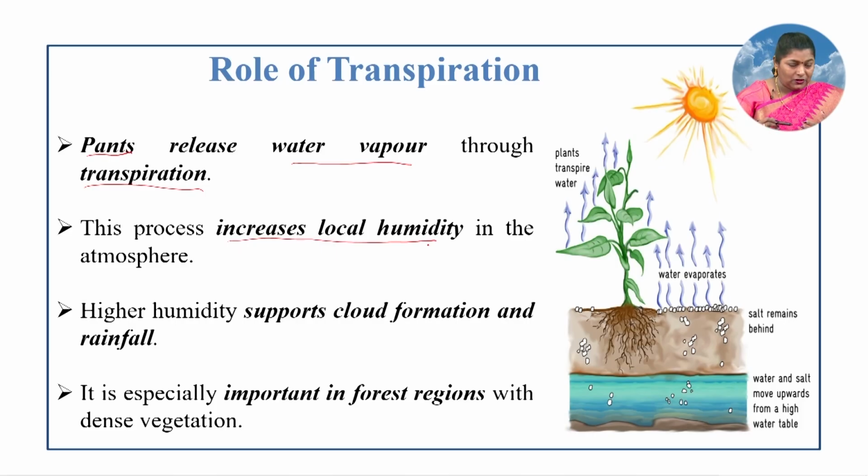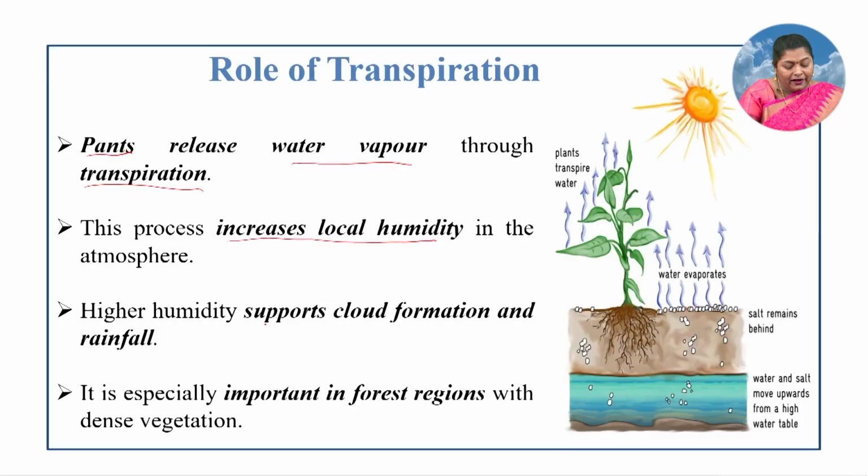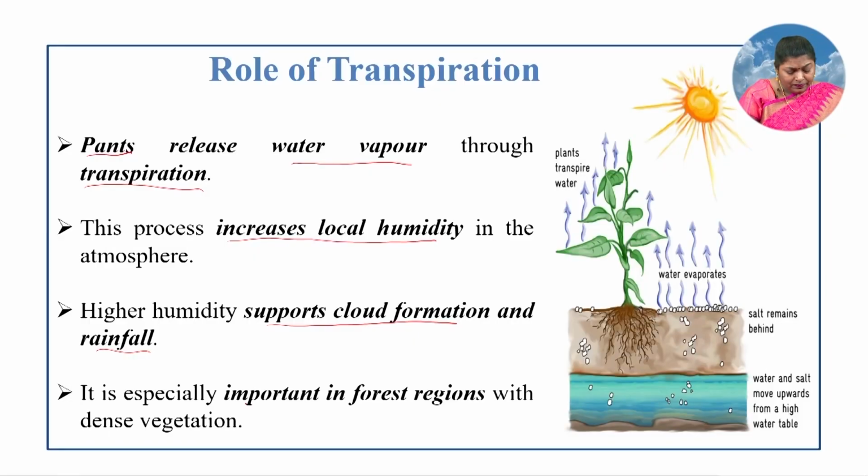Because of this process, it increases the humidity not only in the local area, it also influences the micro-level climate in that particular region. This higher humidity supports cloud formation and rainfall. If the process is very high, it leads to cloud formation as well as rainfall in that particular region. It is also important for forest regions with dense vegetation. For luxuriant vegetation, the transpiration process is most important.